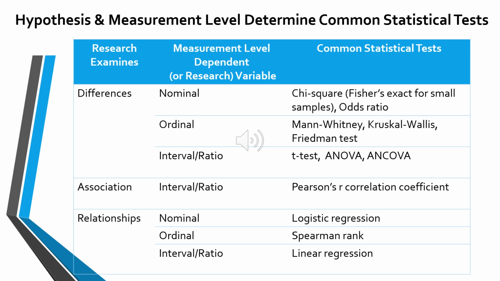As mentioned earlier, the distribution of data helps determine the statistical test. When data fall into a normal distribution, parametric statistics are used. When the distribution is not normal, it uses non-parametric tests. Examples of non-parametric tests include the Mann-Whitney, Kruskal-Wallis, and Friedman.